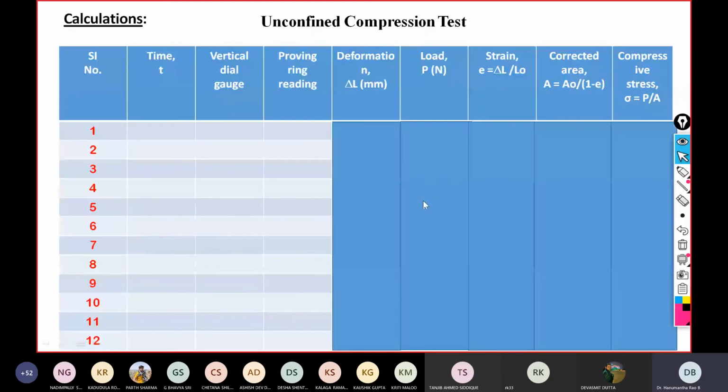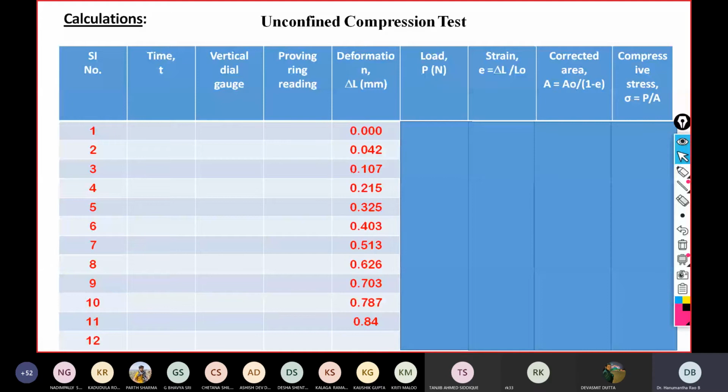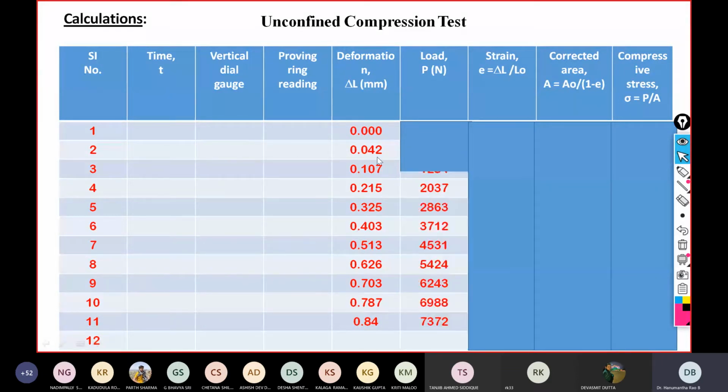Okay, so this is the data, and this is how we will get it. First, what we will do is get the deformation. As you are progressing the test, initially zero deformation, you are increasing the strain, and correspondingly there is an increase in the load. However, the load may continuously increase, reach a peak, and then decrease.